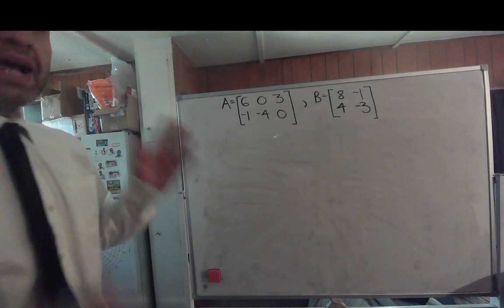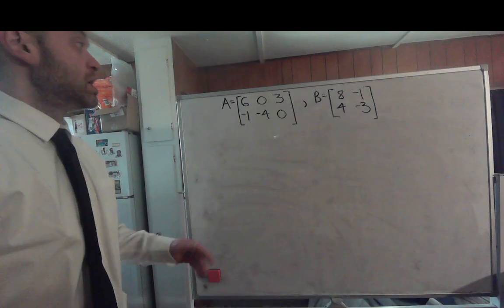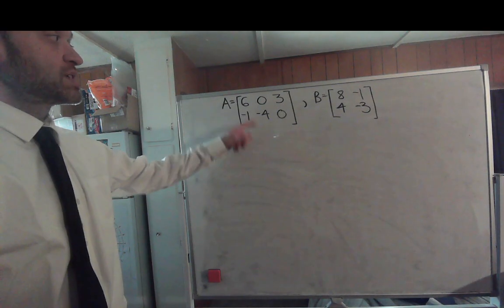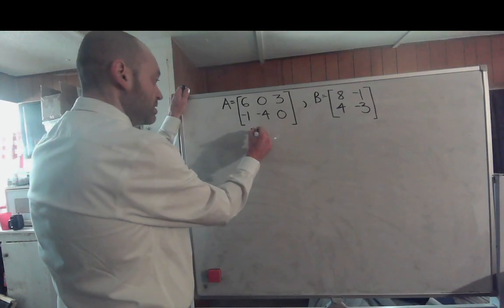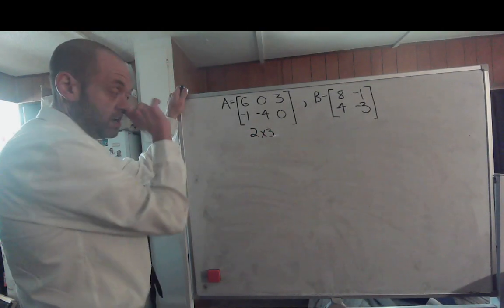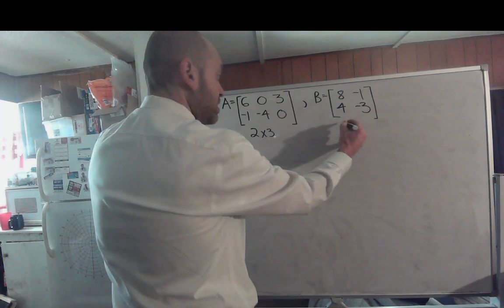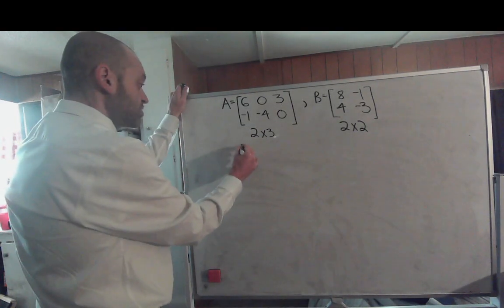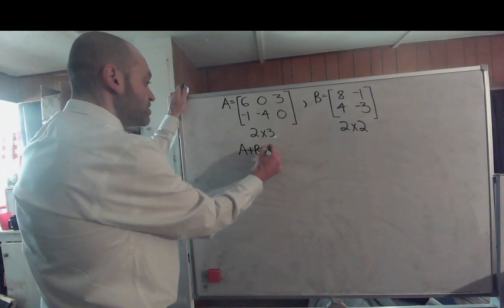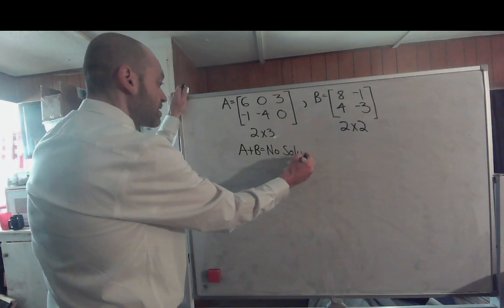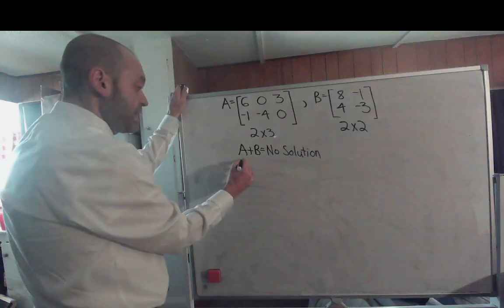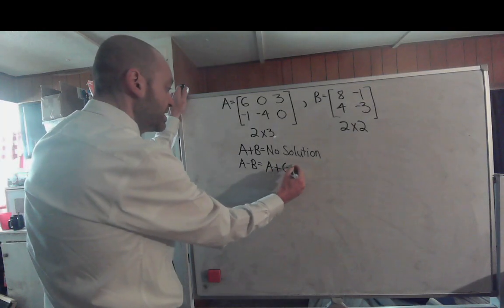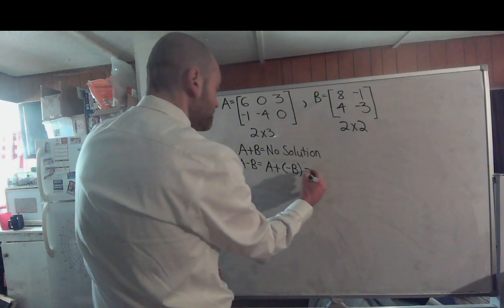Again, before you try to add or subtract anything, what you gotta do is figure out your dimensions. Matrix A has 2 rows but 3 columns, so this is a 2 by 3 matrix. Matrix B has 2 rows but 2 columns, so this is a 2 by 2 matrix. So we can't add or subtract, so A plus B equals no solution. Which also means the same for A minus B, because A minus B simply equals A plus negative of B, which would also be no solution.